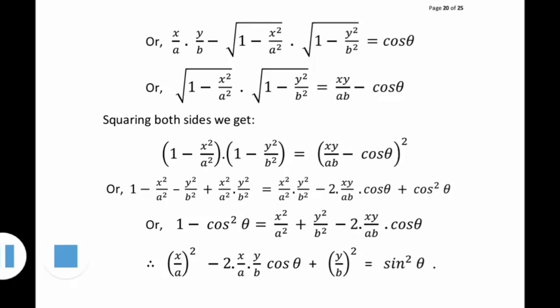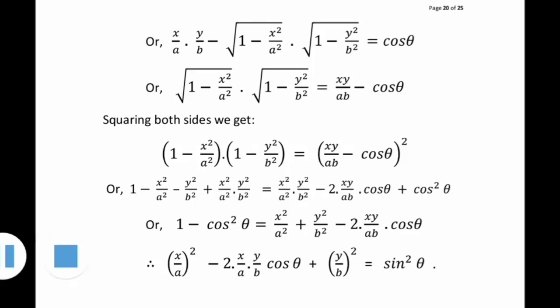So if we take this arrangement, we have square root of 1 minus x square by a square into square root of 1 minus y square by b square, that equals to xy by ab minus cos theta. To eliminate this square root term, we have to square both sides. So here, squaring both sides, we get 1 minus x square by a square into 1 minus y square by b square, both are in the first bracket, that equals to xy by ab minus cos theta whole square.